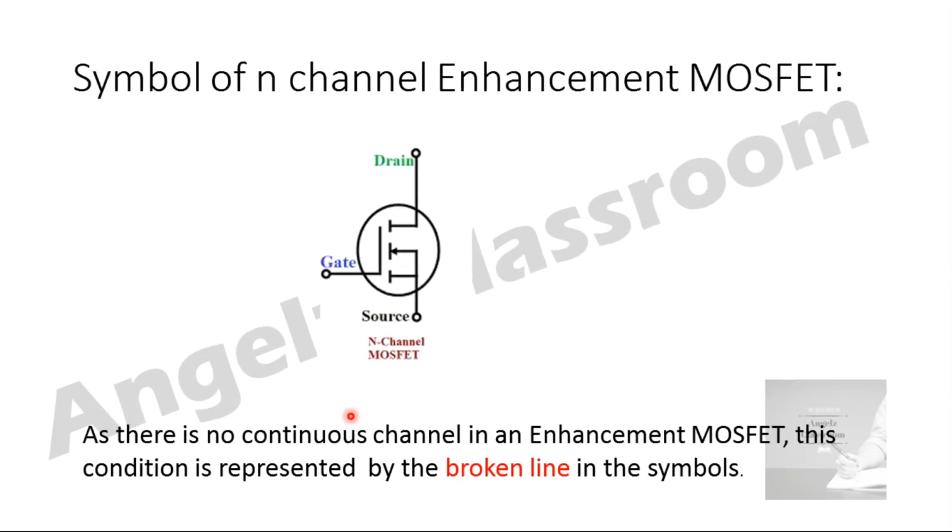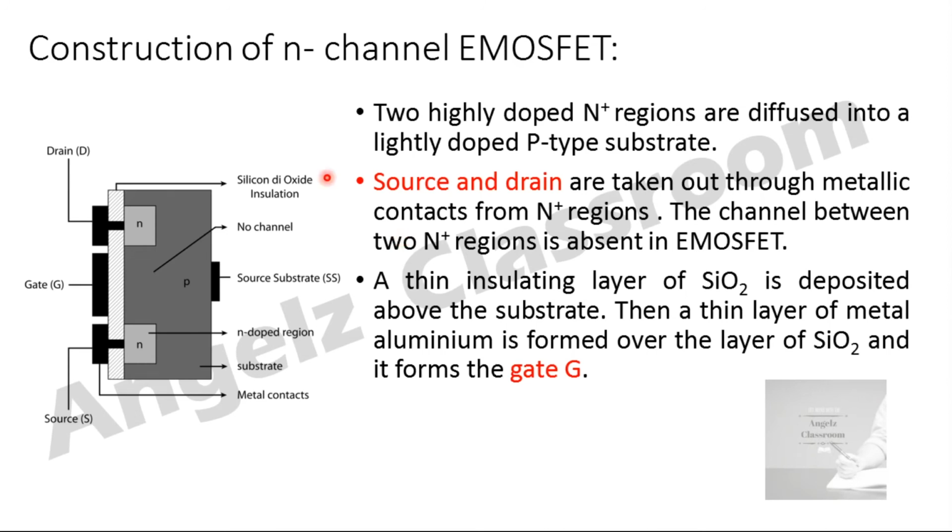So next we are going to see the enhancement MOSFET. As we have already seen, this enhancement MOSFET consists of broken lines. This broken line represents that there is no channel between your source and drain. So this is your construction of N channel. So we are going to construct this N channel. I am going to take a substrate opposite to that, so I am taking a p-type substrate.